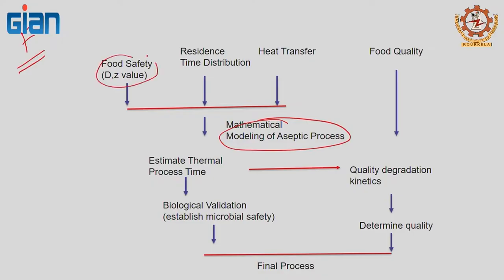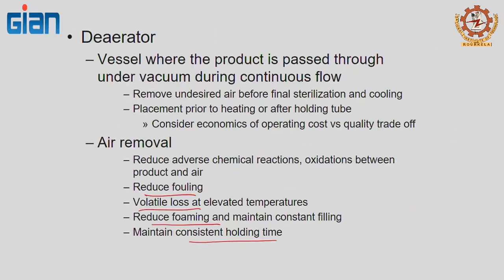First, you need to know the D and Z values of your bacteria under the appropriate conditions. So, if you are processing at 140 C, you need to know the D and Z at 140 C. Then you need to know the residence time distribution. In other words, within my whole tube, how much time is it going to be distributed over? Let me give an example.